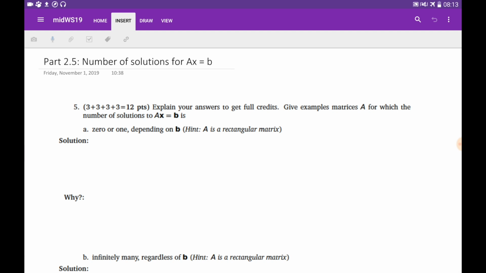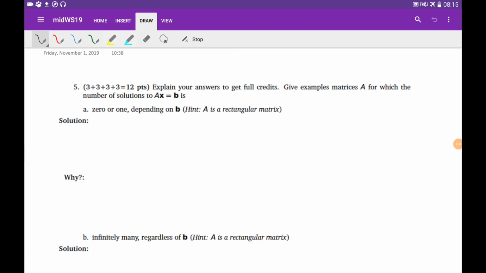Question number 5 is a little bit theoretical. It's about determining the number of solutions for the system of linear equations Ax equals b. So let's start from the first one. We need to figure out a matrix A, with Ax equals b, so that the system has either 0, no solution, or exactly 1 solution depending on b.